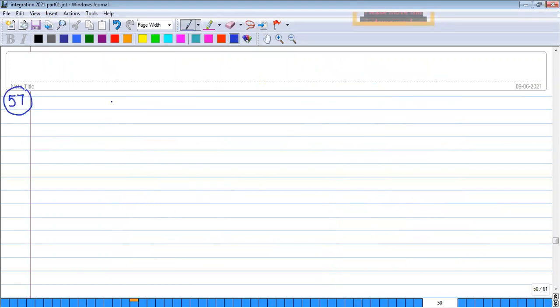57. Integral 1 upon under root of 2 plus 3x square dx.